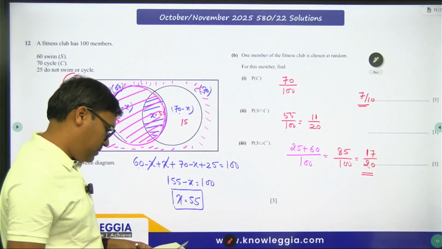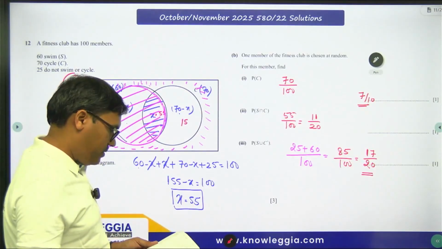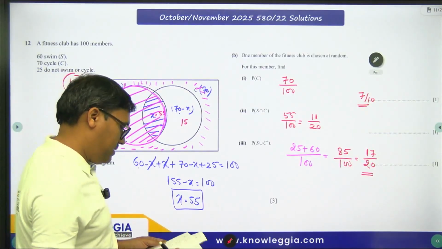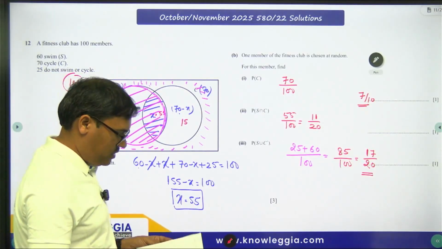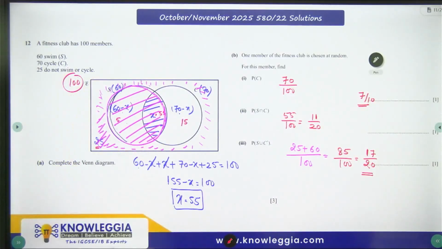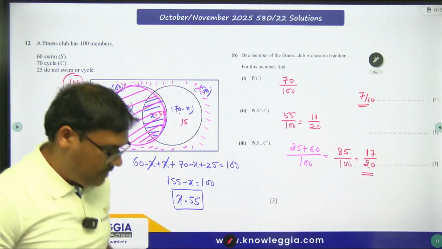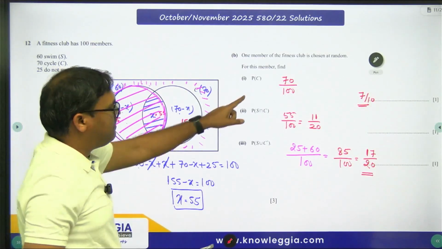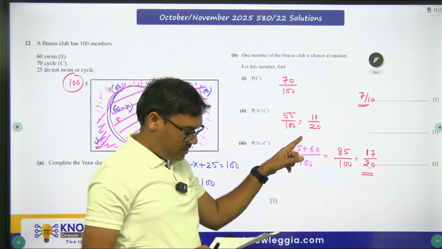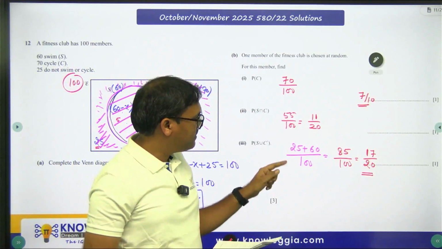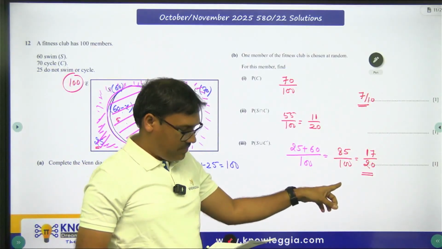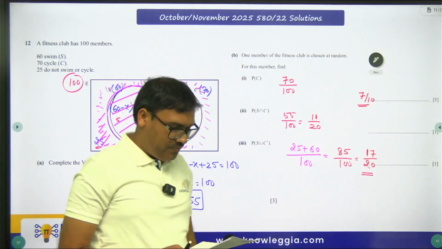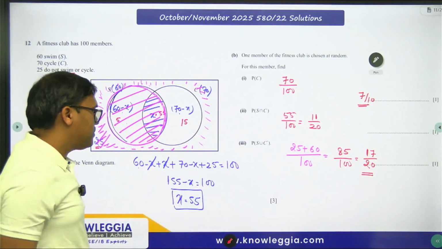So let's check the answers. This is question number 12. So this is 70 by 100, then this is 55 by 100. That is correct. This is 85 by 100. This is also correct. So that's how we can solve this question.